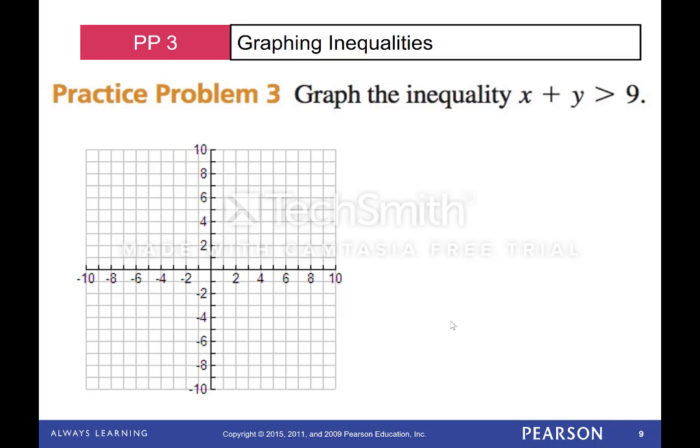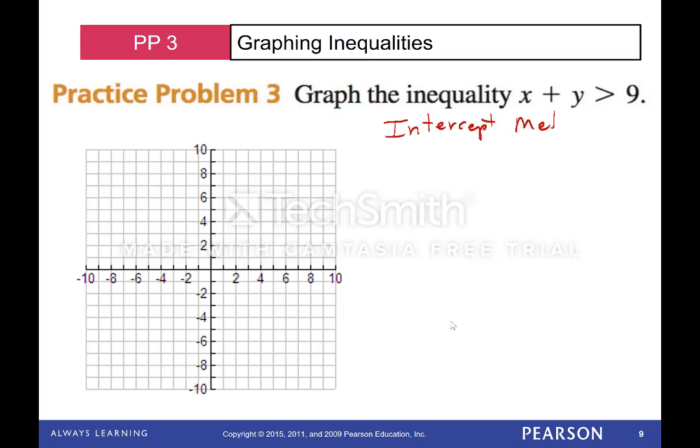All right, and one more. This one is a little different here. Notice the x's and y's are both on one side of the inequality, then your constant term on the other. On the previous problem, it was already solved for y, so we graphed it using y equals mx plus b. This one, what we normally do is we use the intercept method.